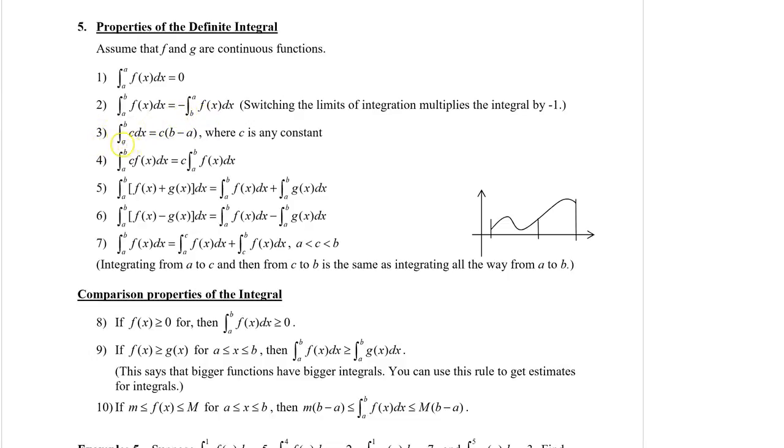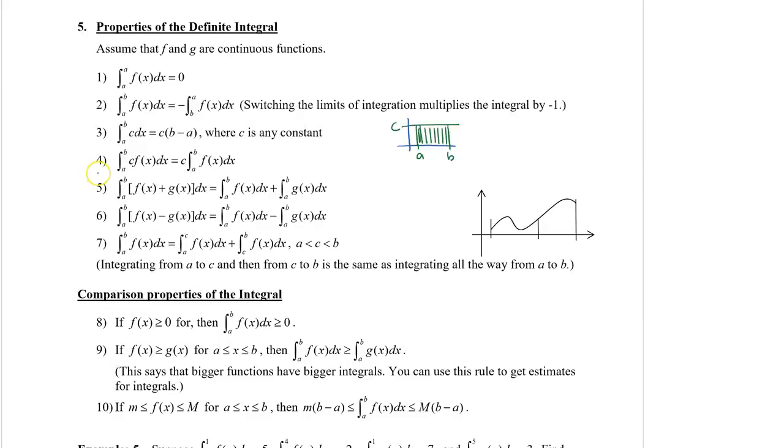The third property states that if I integrate a constant number from a to b, it's equal to the constant number times b minus a. Now, if you recall, if I draw y equals c, that would be a horizontal line. And then I want to integrate from a to b. So this is a, and this is b. Then I would have this area here inside. So what's happening is this would be the height times my width, and my width would be b minus a.